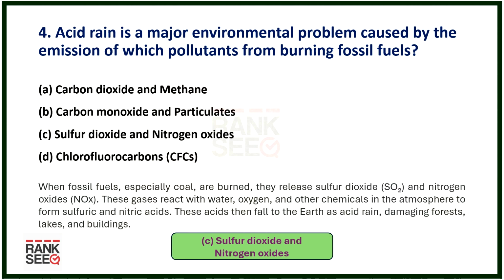Explanation: When fossil fuels, especially coal, are burned, they release sulfur dioxide, SO2, and nitrogen oxides, NOx. These gases react with water, oxygen, and other chemicals in the atmosphere to form sulfuric and nitric acids. These acids then fall to the earth as acid rain, damaging forests, lakes, and buildings.